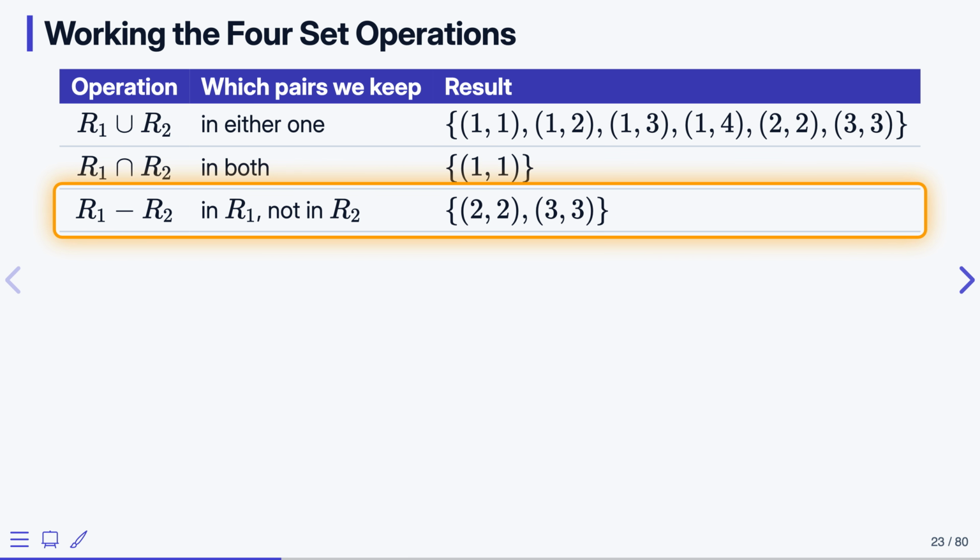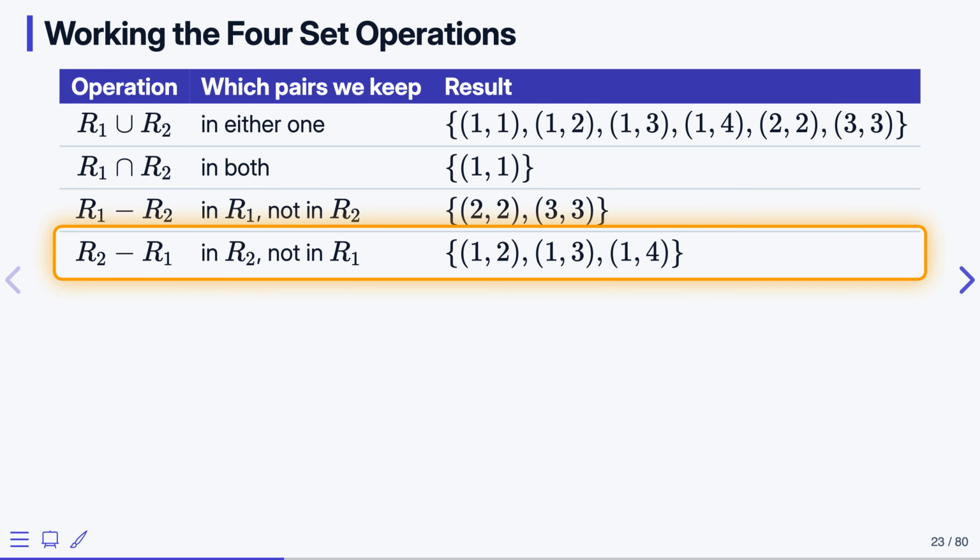The difference R1 minus R2 keeps the pairs of R1 that are not in R2. We drop (1, 1) because it is in R2. That leaves (2, 2) and (3, 3). The difference R2 minus R1 keeps the pairs of R2 that are not in R1. Again, we drop (1, 1). That leaves (1, 2), (1, 3), and (1, 4).